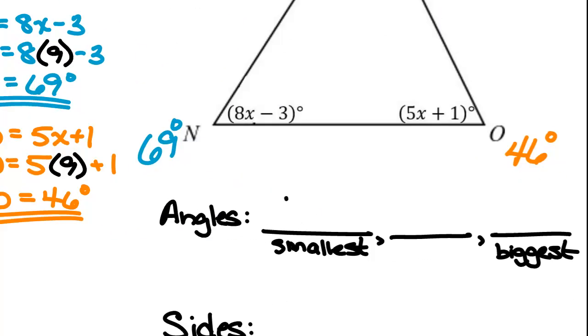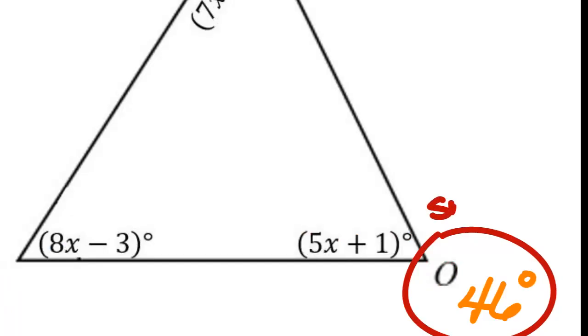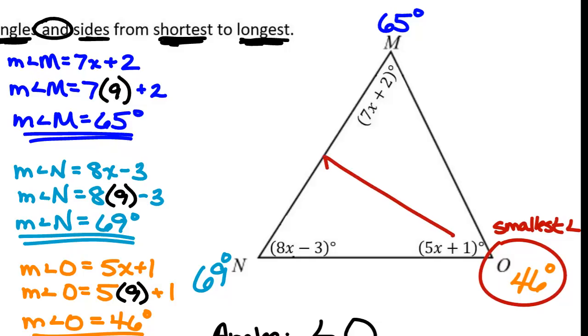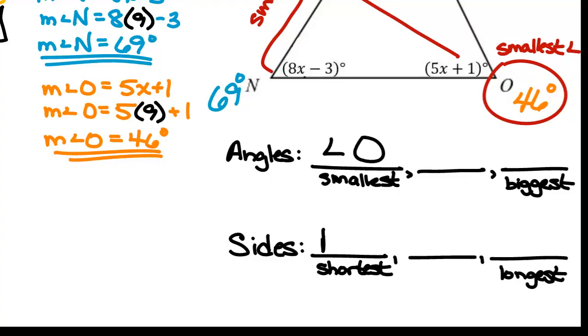O. So angle O. So mark this in the picture. This is the smallest angle. If angle O is the smallest angle, then what is the smallest side? NM, yes. So we're going to write that on the line, MN. Don't forget to put your segment notation over the top of MN.